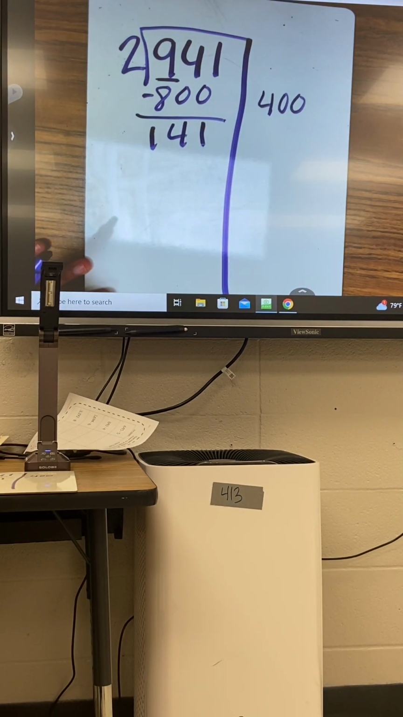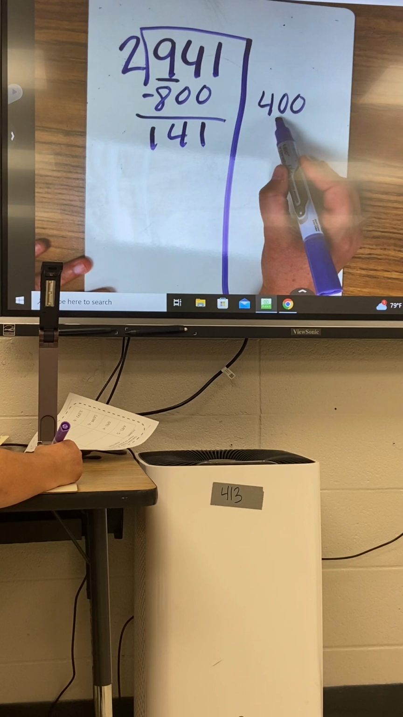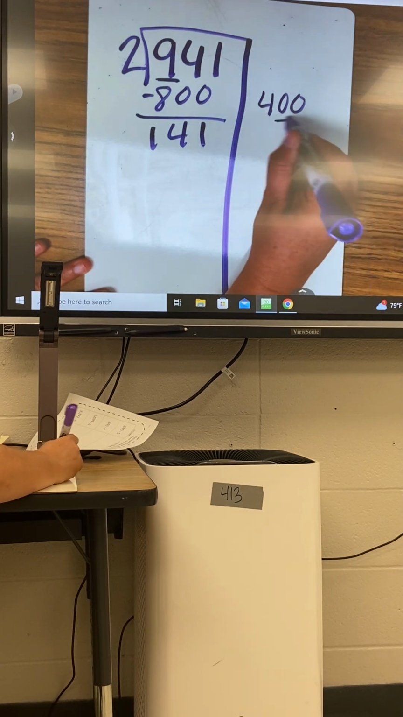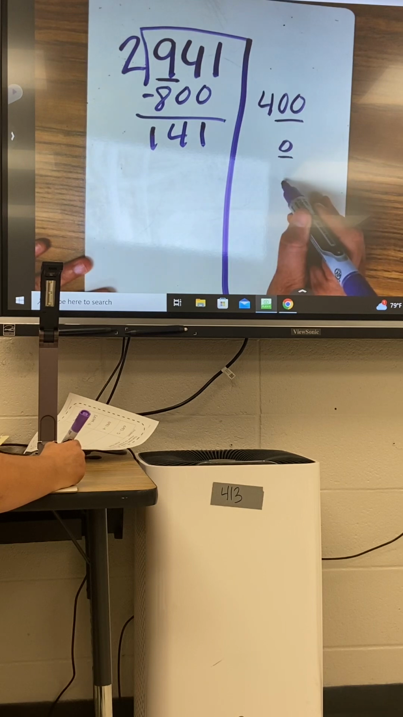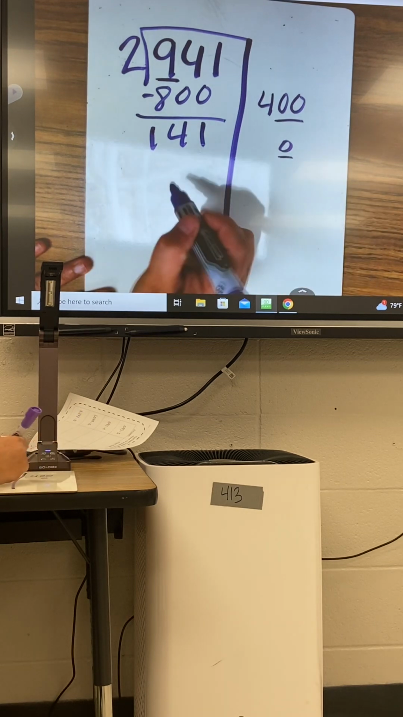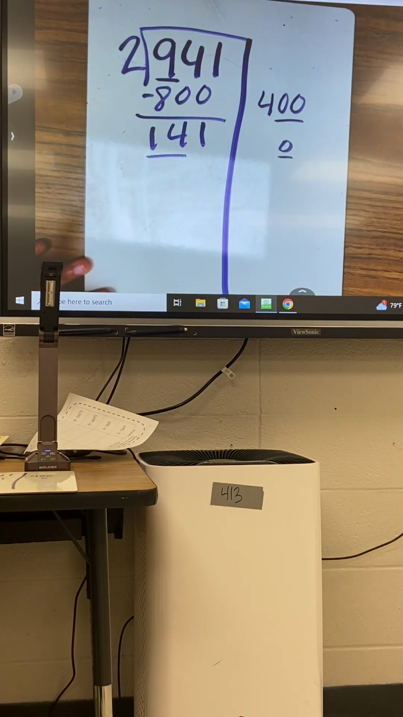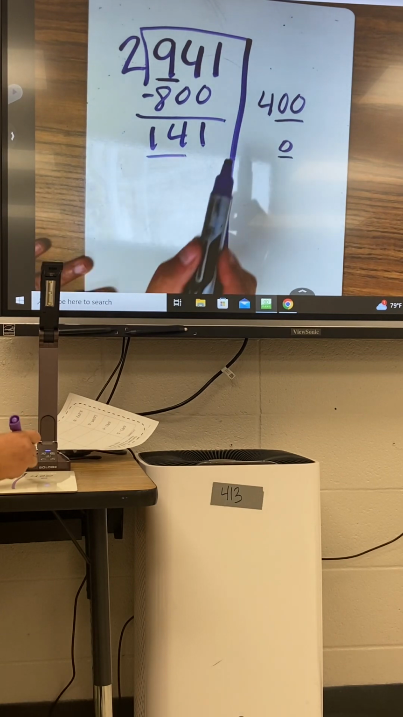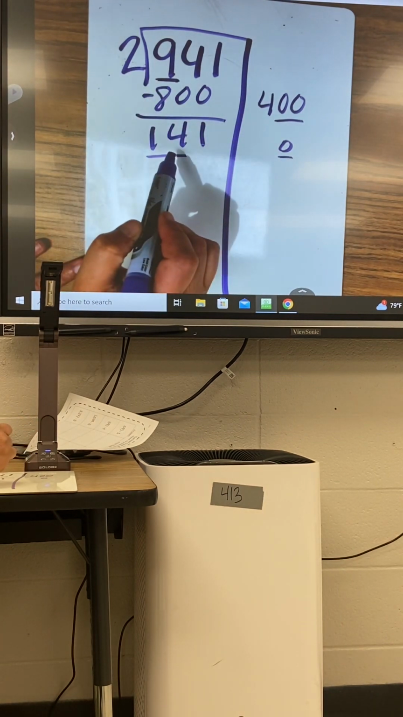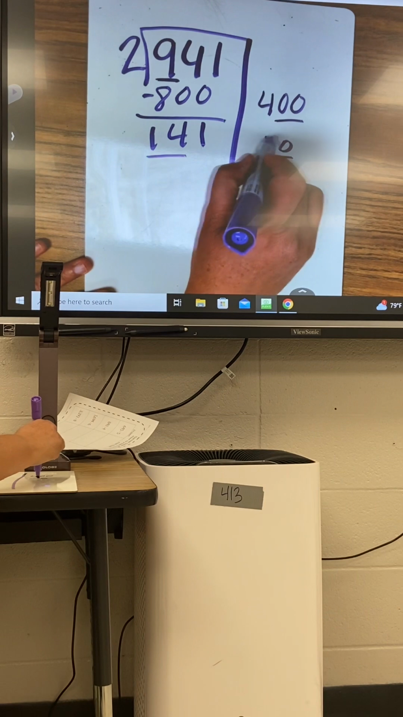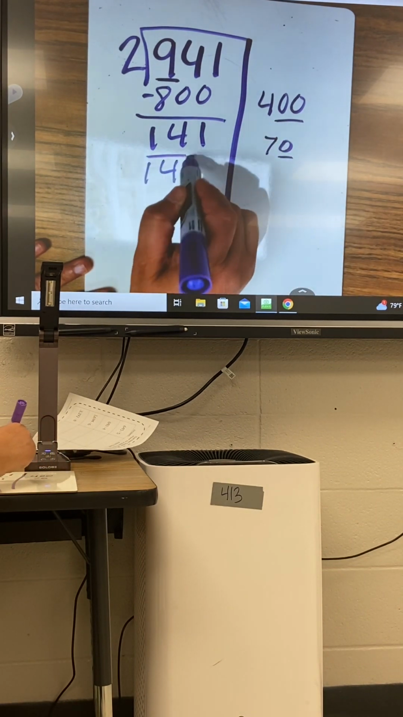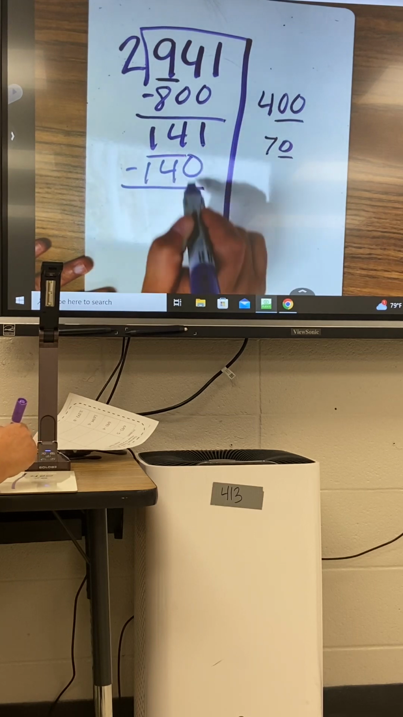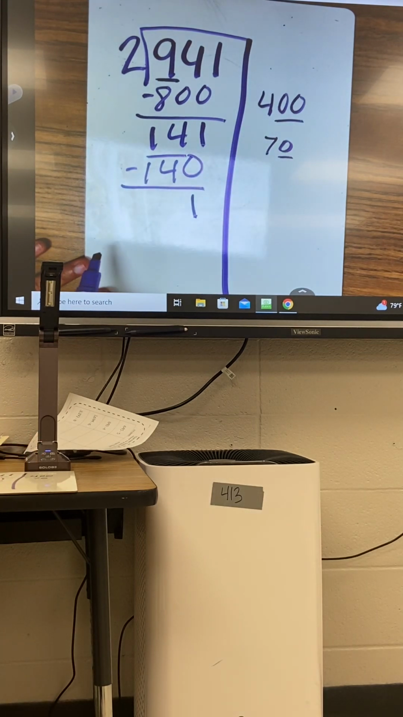And just like with the area model where this is multiples of hundreds, the next one is going to be multiples of 10, and then we'll have our ones, right? So we've got 14 tens now, right? What times 2 is closest to 14? Well, that's going to be 7. And then 70 times 2 gives us 140. We're left with 1.